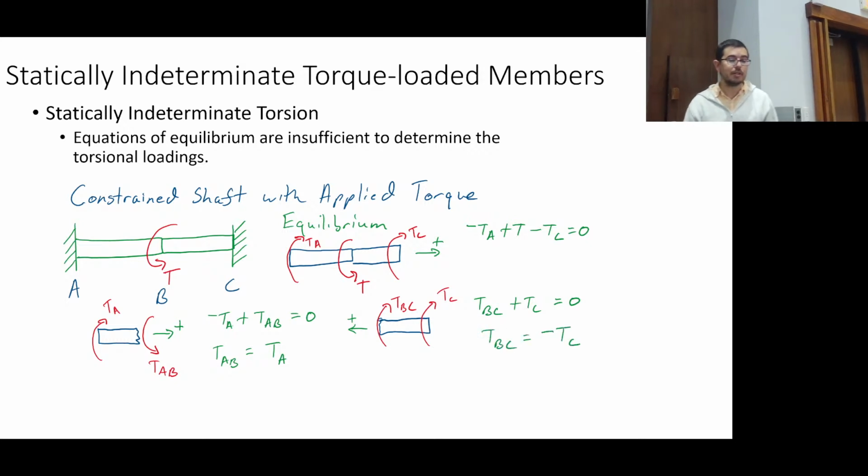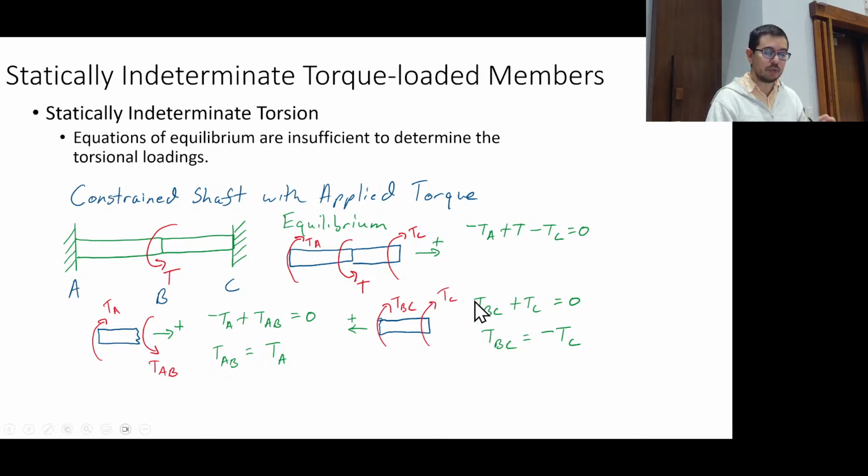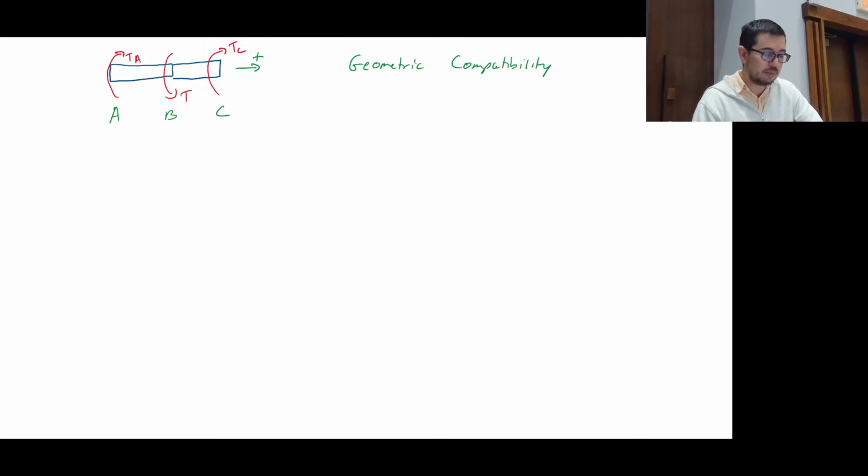But we're still kind of stuck, right? We're still stuck. We don't have enough equations to figure out what's happening. So what we have to do is go a little bit deeper. So we can use geometric compatibility, for example.